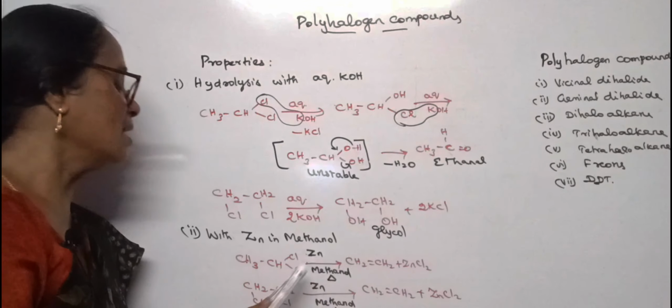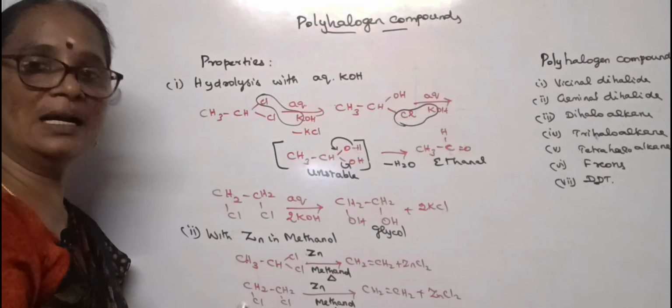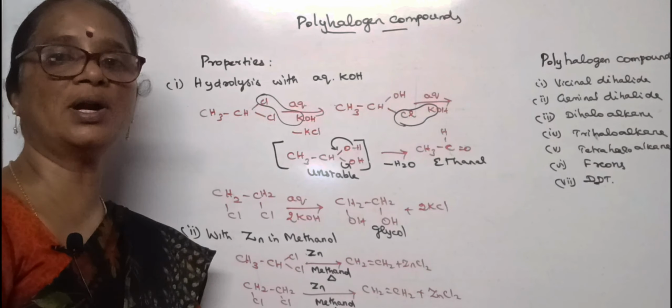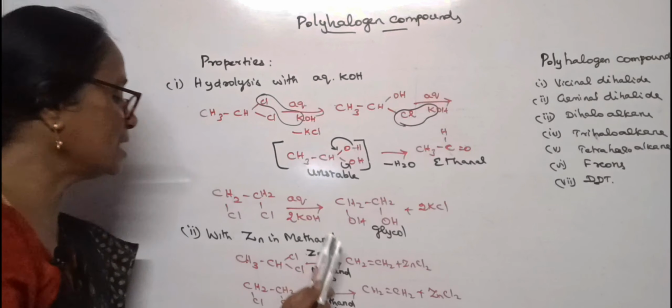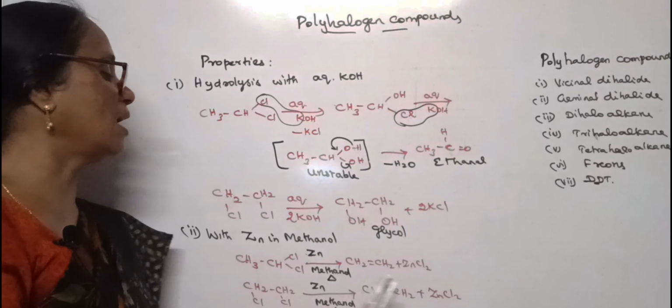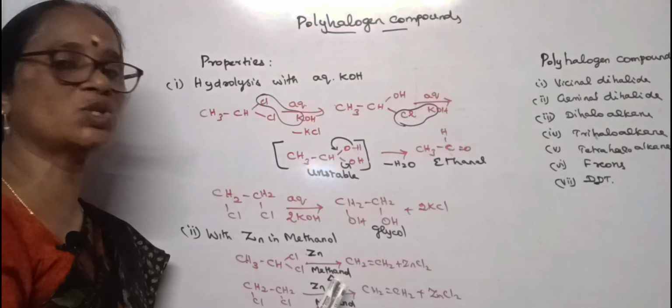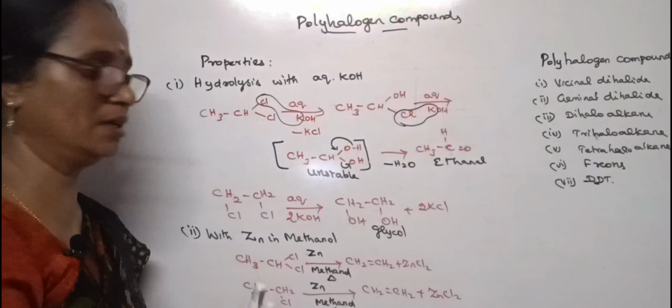And the next reaction: geminal and vicinal dihalides both react with the metal zinc in presence of methanol, where the metal removes the halogen atoms of both of the halides and thus makes their corresponding alkenes, and it forms zinc chloride. This reaction is possible only on heating. And why do we take methanol? The zinc chloride becomes insoluble in methanol, and hence the reverse reaction will be prevented.